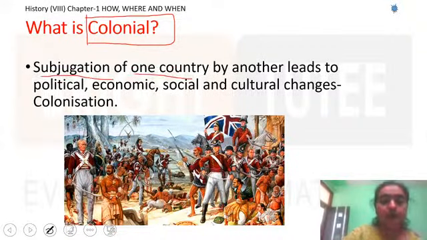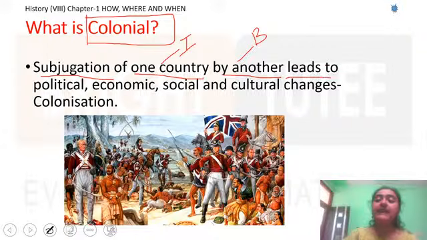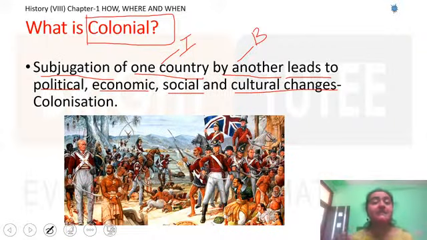Subjugation of one country by another. One country, you can see India, by another, Britain. So subjugation of India by Britain leads to political, economic, social and cultural changes. It is colonization. So when one country subjugates another country and rules over it, it's not a normal rule, you can say it's a subjugation.